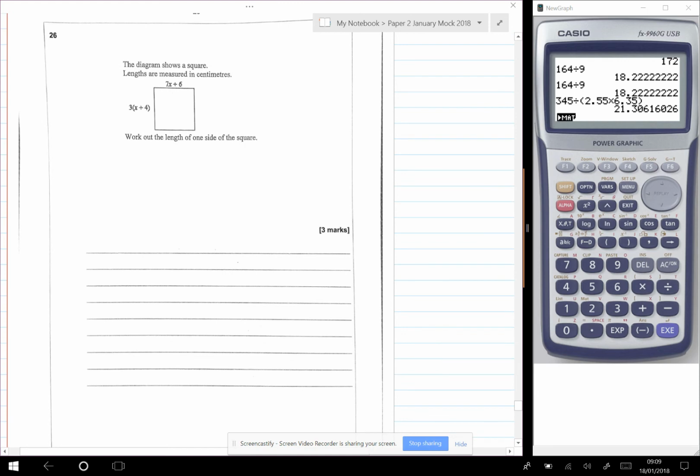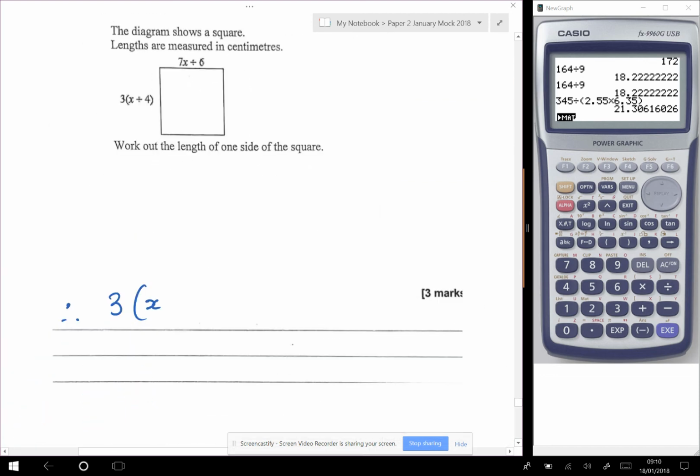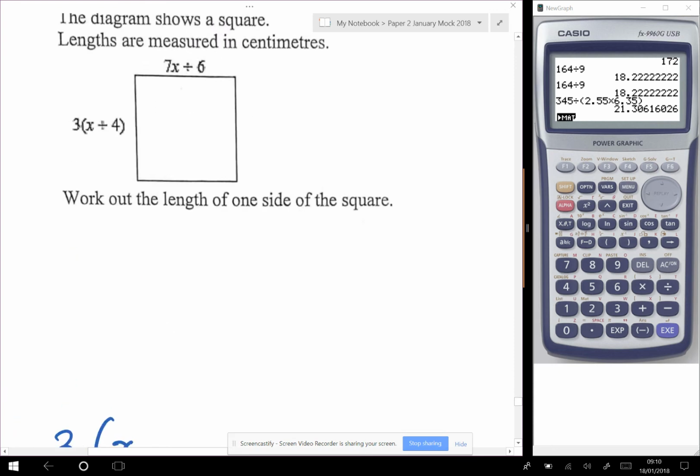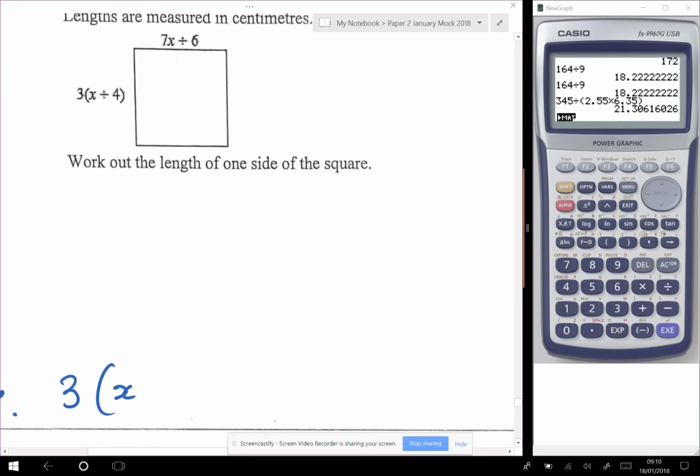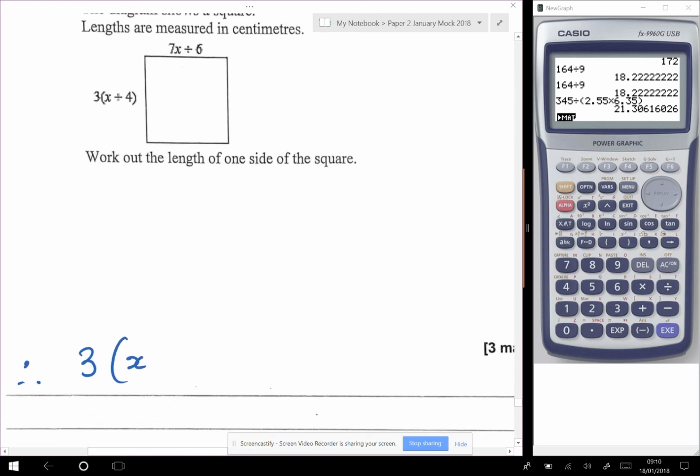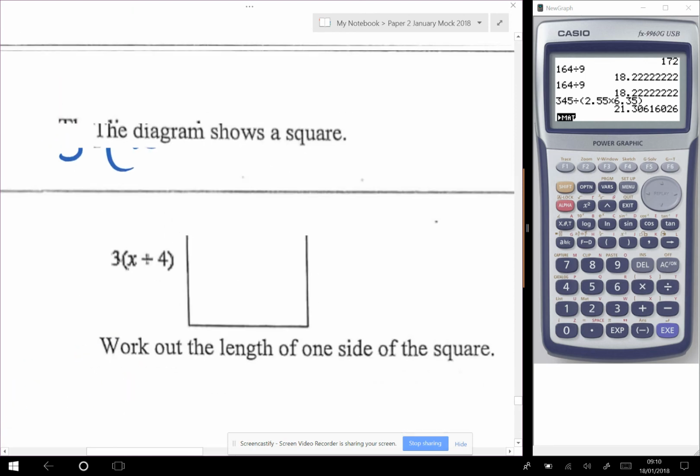The diagram shows a square. Lengths are measured in centimeters. So we've got a square. Look at the length of one side of the square. Okay, now if this is a square, we know that these lengths are equal. So we're told, therefore, this is 3x plus 4, isn't it? Yes. That's a divide sign now, I think. Is it a plus? Oh, it must be a plus, surely. Can't quite see.